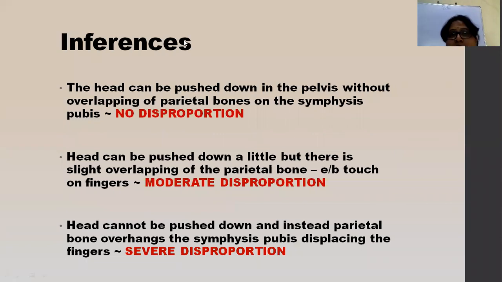And now what are the inferences we get from that? When the head can be pushed down into the pelvis without any overlapping of the parietal bones on the symphysis pubis, it indicates that there is no disproportion and the pelvis is adequate. If the head can be pushed down a little, but there is slight overlapping of the parietal bones, evidenced by the touch on the undersurface of the fingers, then it indicates moderate disproportion. If the head cannot be pushed down at all, and instead the parietal bones overhang the symphysis pubis, displacing the fingers, then it indicates a severe degree of disproportion.